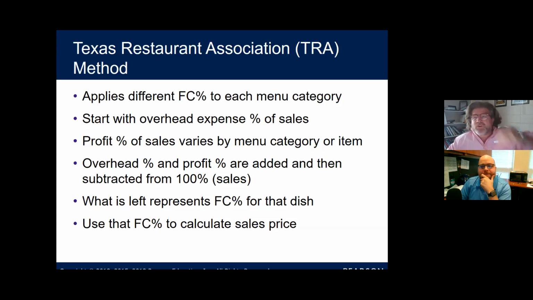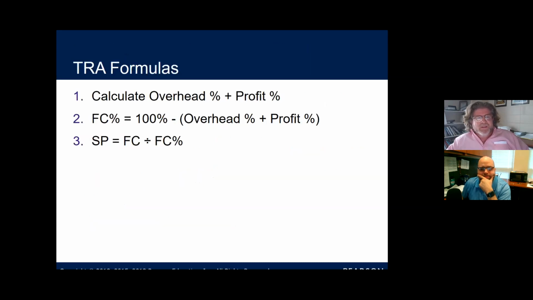I can also see if you're talking about a multi-unit chain where you're making strategic decisions about how you price your desserts over a chain for marketing purposes, or appetizers. But for a single unit operation, I have never seen it used. I'll just put it that way. Yeah, me either. So, you guys can read about this. I am not going to put a lot of focus on this Texas Restaurant Association formula.